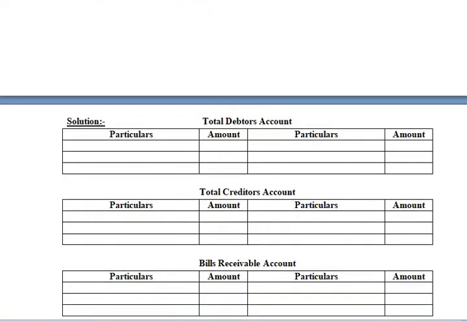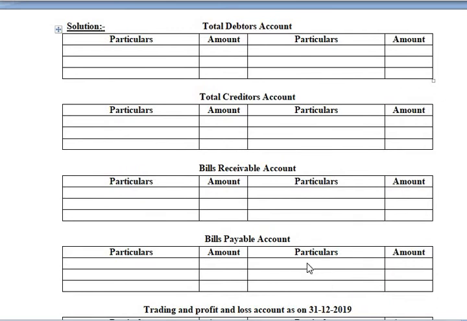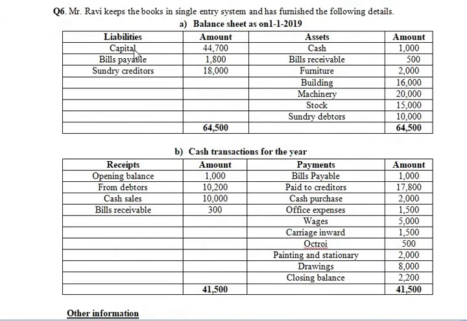And where will the opening balance come? The opening balance comes to the credit side of the bills payable account. So here, bills payable, and then the entry will be by balance brought down. Next, after bills payable you have sundry creditors. So sundry creditors opening amount, where will this particular amount come?